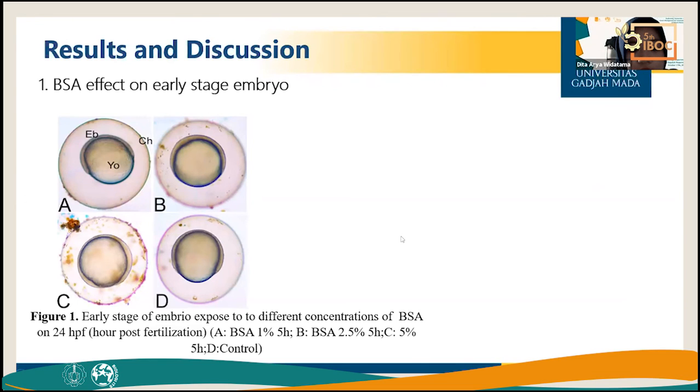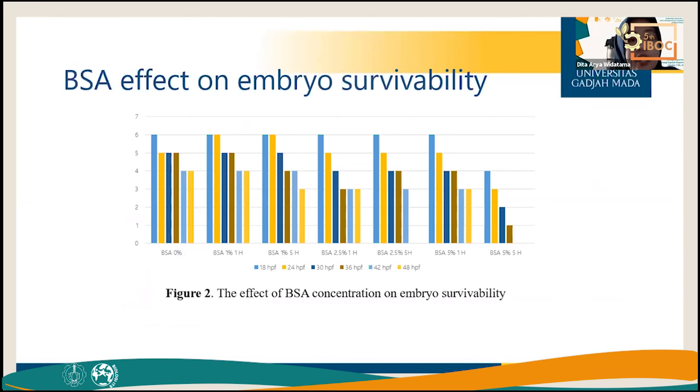This is the BSA effect on early stage embryo. Early stage embryos were exposed to different concentrations of BSA for 24 hours. The BSA effect on embryo survivability: survivability decreased from the concentration of 1% to 5%. The lowest survivability of embryos was on BSA 5%, 5 hours and 48 HPF. The results suggest that 5-hour BSA exposure caused permanent change on embryonic development, since it was exposed during the period of cellular differentiation and organ formation of the embryo, causing defects in organ structure and function and leading to fatality.